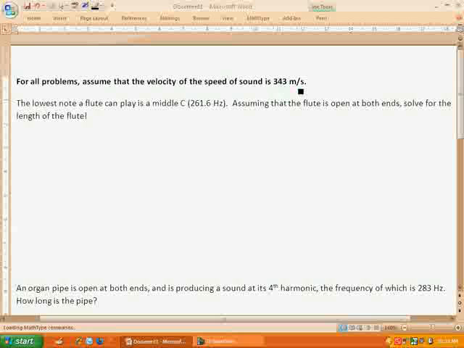Okay, so I'm going to work three different problems, and hopefully these three will be sufficient to help you with whatever assignment you have dealing with these.